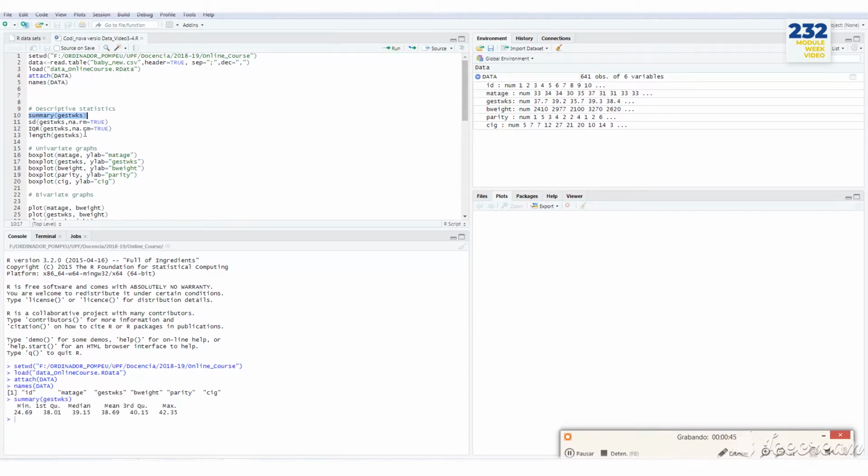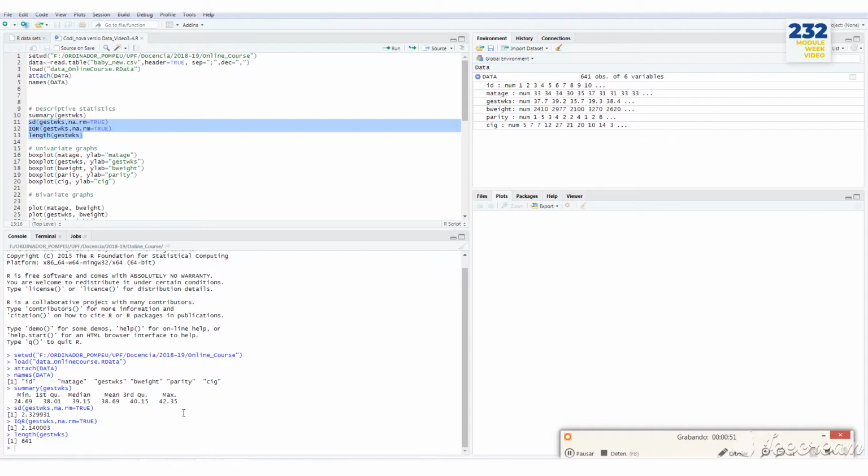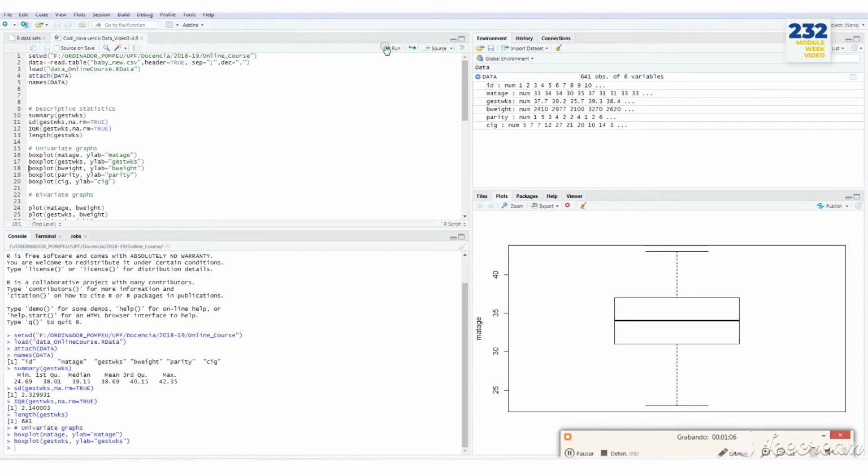The instruction in R for running descriptive statistics is summary, which gives us the minimum value, the quantiles, first, second or median, and third, the mean, the maximum value, and the number of NAs. Parallel to the numerical information resulting from the descriptive statistics, the graphics are another very useful tool that completes the exploratory analysis of the data.